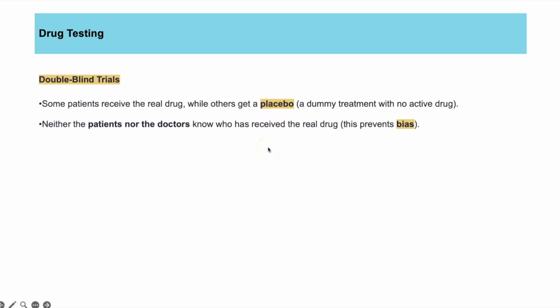Now, you do have this information written down. It's just you find that information out afterwards, or you have an independent person who will have that information. The whole point of doing this is to avoid bias, because if you are told you now have this new drug, sometimes the power of the mind is enough to make you start to get better or feel better rather than the drug itself.